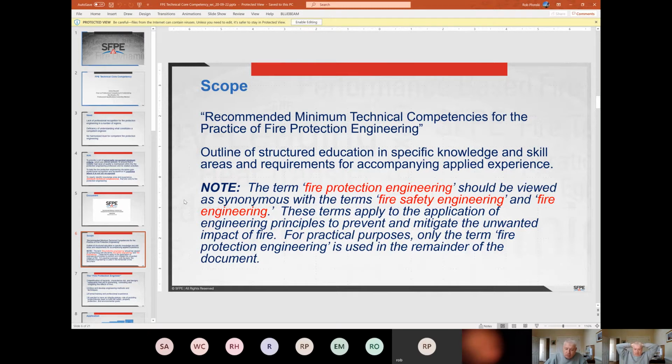This outlines the structure of the education and specific knowledge and skill areas and requirements for a company applied experience. What do I mean by that? I'll explain in just a minute when it starts showing hours towards areas of study or gaining experience, applied experience. So this one goes on to talk about the differences globally in the note in this slide. It talks about fire protection engineering versus fire safety engineering versus fire engineering. There's safety engineers that are located globally. This term is identified and encompassed by this note so that only fire protection engineering will be the one used to describe these levels of practicing, academic accomplishment, and competency development. Go ahead to the next slide.